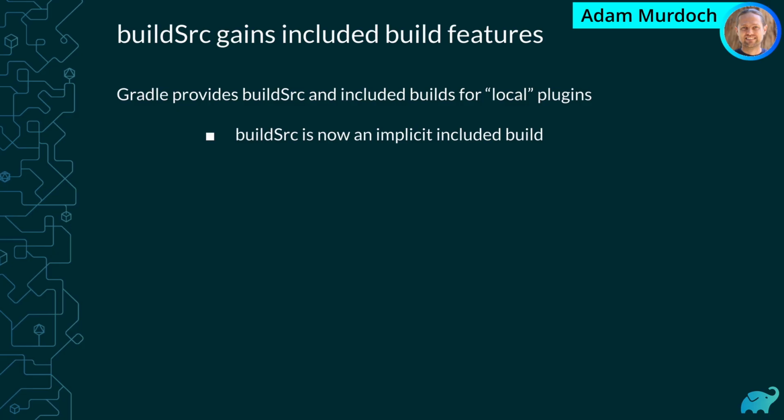Gradle provides two different ways that you can use to implement plugins and tasks that can be used within your build. The first of those is the build source directory, and the second is using an included build. In Gradle 8, we've taken features that included builds have had for a long time and made them available for build source. So the build source now becomes basically an implicit included build.